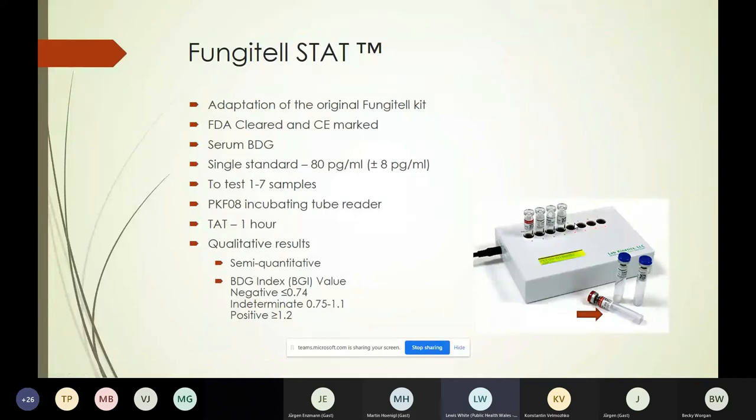Turnaround time is 1 hour, and the results could be described as semi-quantitative in that you get this beta-D-glucan index, a BGI, where values of 0.74 or less are considered negative, indeterminate is 0.75 to 1.1, and values at or greater than 1.2 are considered positive.